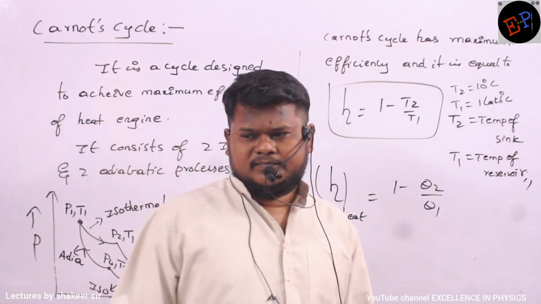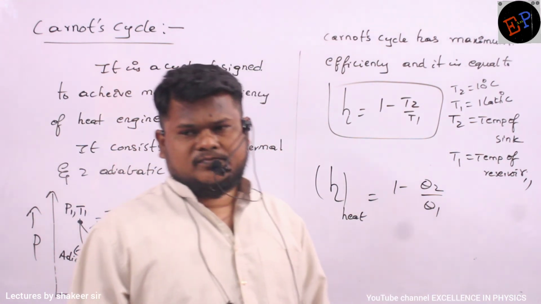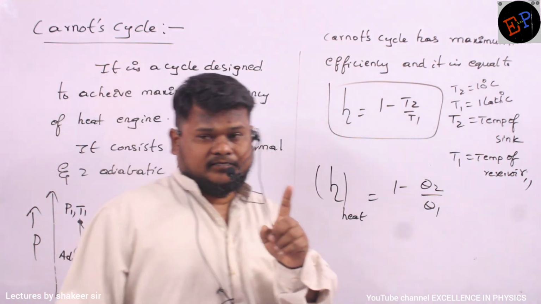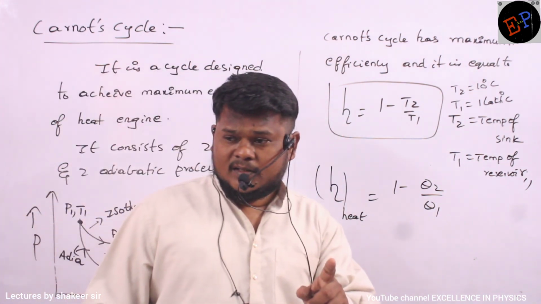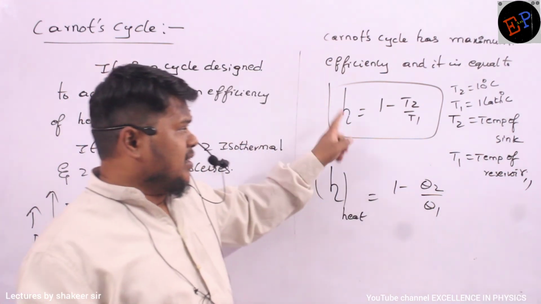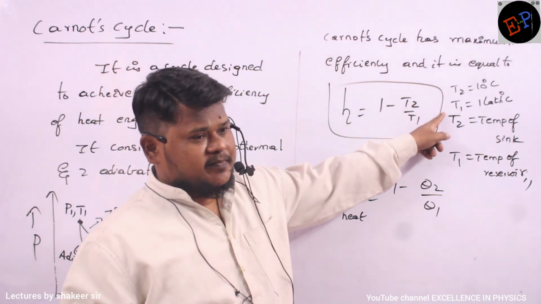10 by 1 lakh? Very less, no? Almost you can say 0. Then efficiency will be how much? Efficiency will be 1. Efficiency 1 means what? 100% efficiency. Are you able to understand? So to get 100% efficiency, these are the two factors which should be satisfied.